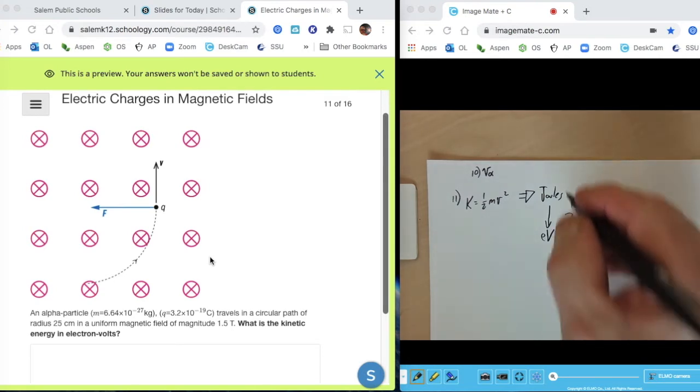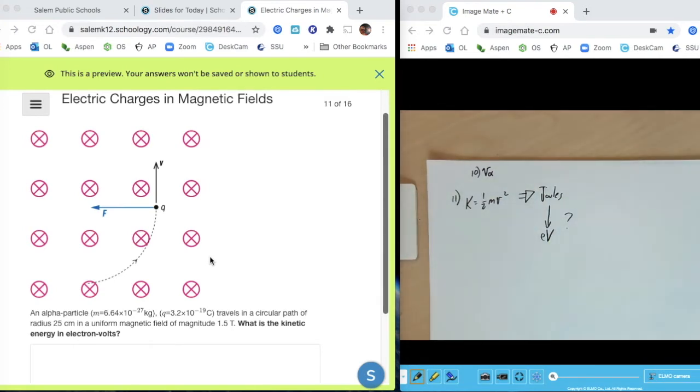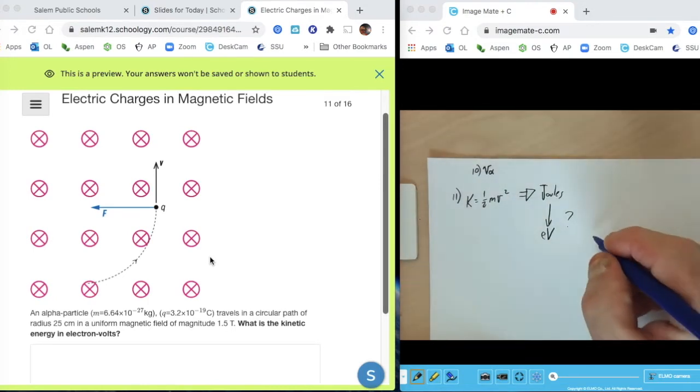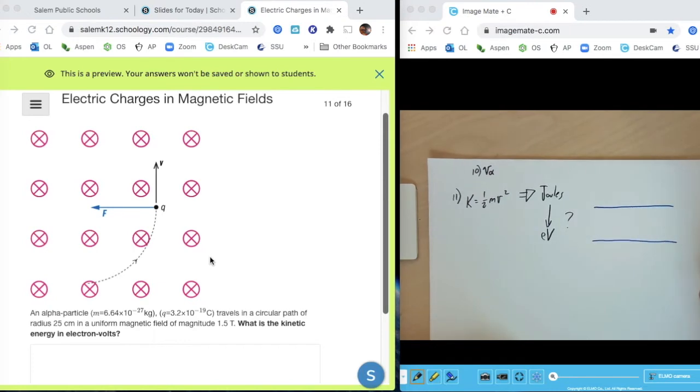Now, your answer will pop out in joules. Now, how do you turn joules to EVs? Well, let's take a quick look at what an EV is. We've done this derivation before, but let's just remind ourselves of it.